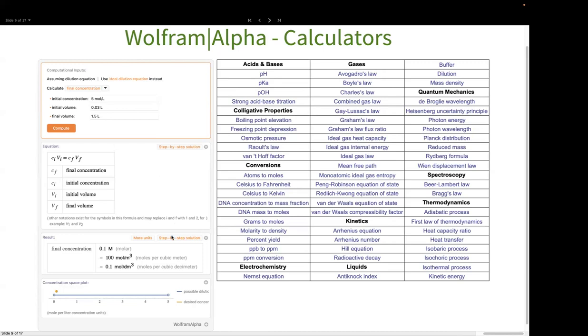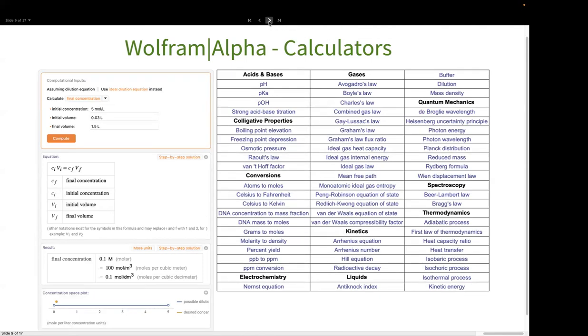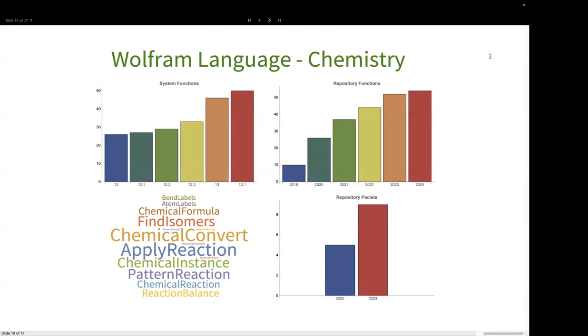Besides doing the math and explaining it, we also show the concentration space plot, the possible range of dilutions that one could make. But this is just a sampling of the large content that's available from Wolfram Alpha. The language is also rather robust.